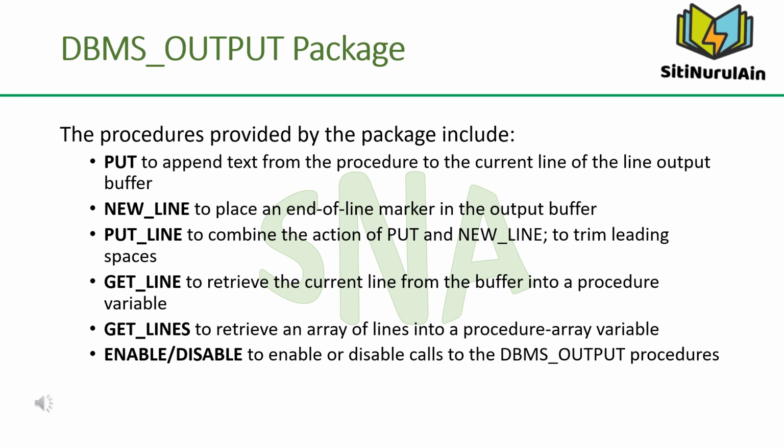The procedures provided by the DBMS_OUTPUT package include: PUT, to append text from the procedure to the current line of the line output buffer. NEW_LINE, to place an end-of-line marker in the output buffer. PUT_LINE, to combine the action of PUT and NEW_LINE, and to trim leading spaces. GET_LINE, to retrieve the current line from the buffer into a procedure variable. GET_LINES, to retrieve an array of lines into a procedure array variable. ENABLE and DISABLE, to enable or disable calls to the DBMS_OUTPUT procedures.